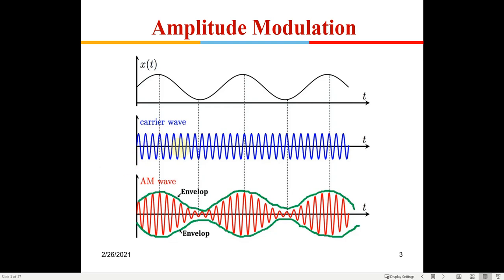So this is the carrier wave. In amplitude modulation, the carrier signal amplitude is varied in proportion to the signal which is to be modulated.